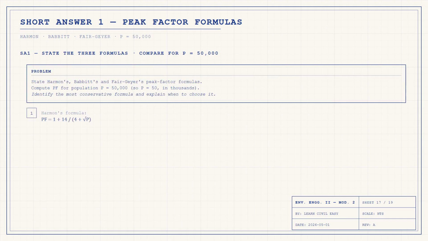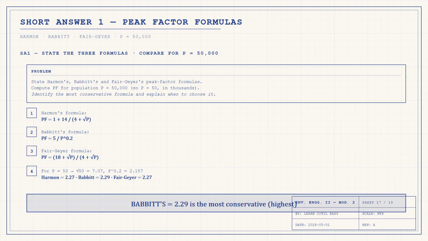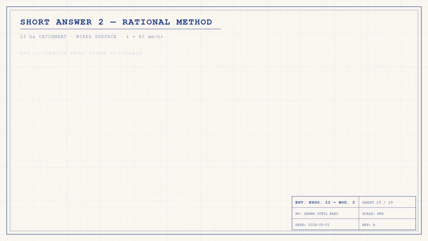Short answer 1. Peak factor formulas for population 50,000. Harmon's: 1 plus 14 divided by 4 plus square root of P. Babbitt's: 5 divided by P to the power 0.2. Fair-Geyer: 18 plus square root of P divided by 4 plus square root of P. P equals 50. Square root of 50 equals 7.07. Harmon's gives 2.27. Babbitt's gives 2.29. Fair-Geyer also gives 2.27. Babbitt's is the most conservative, slightly the highest. Choose the most conservative when growth projections are uncertain or when oversize is preferable to undersize.